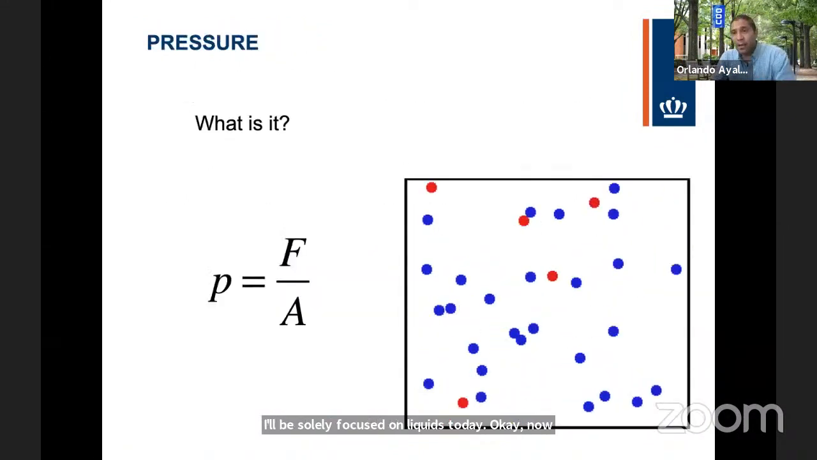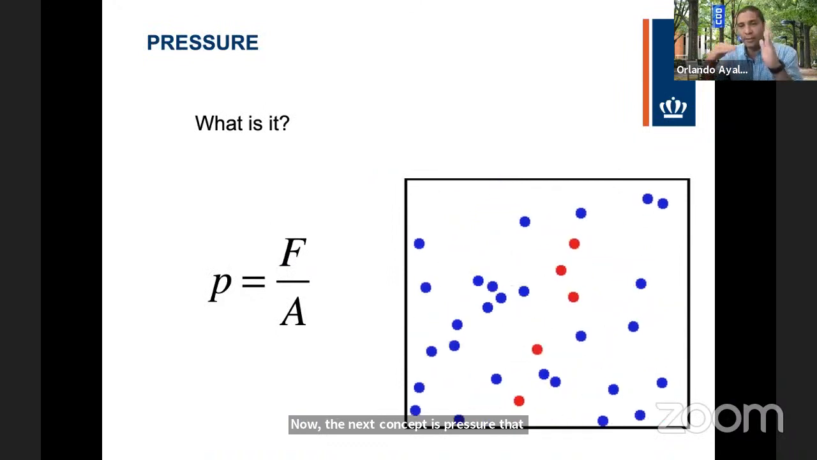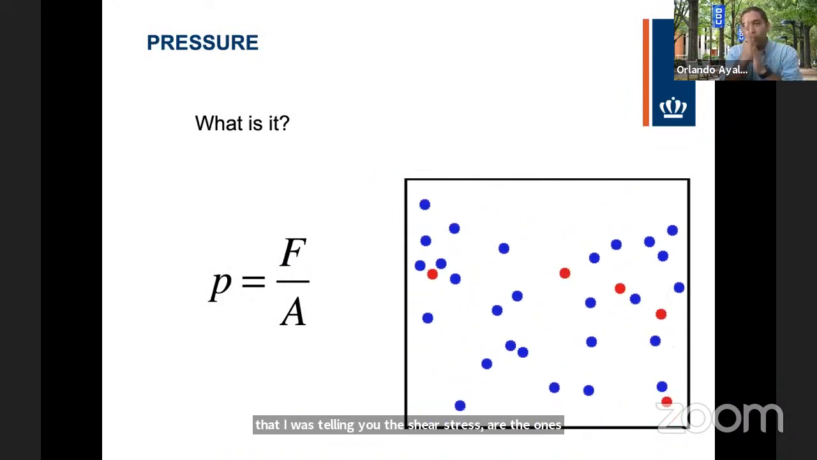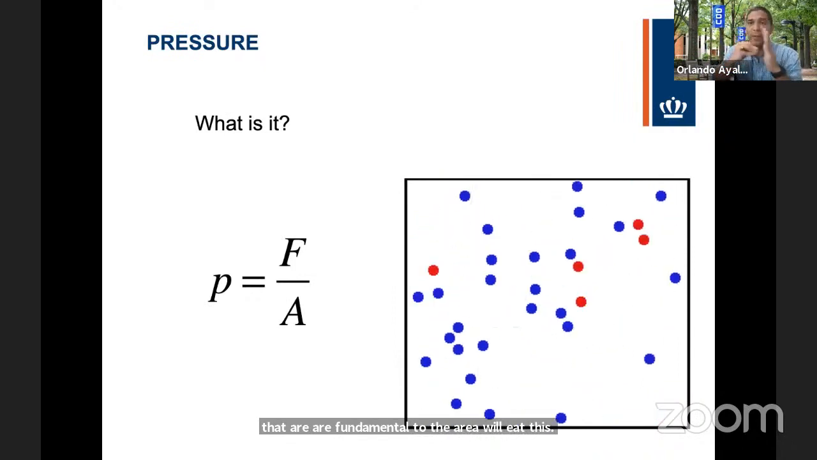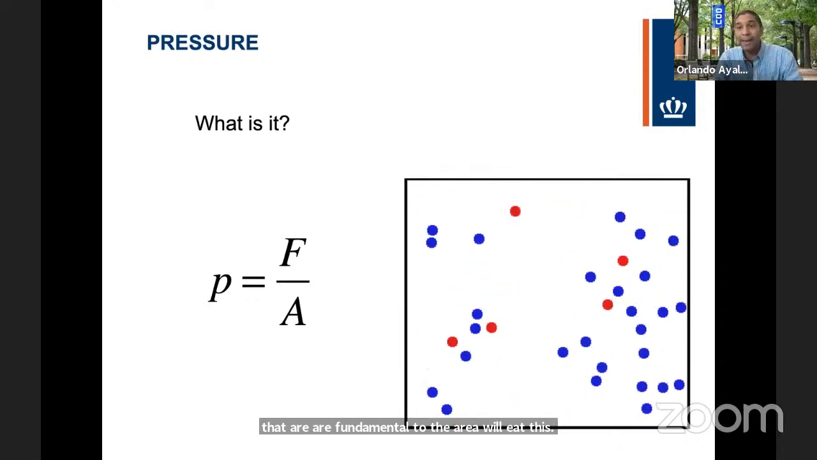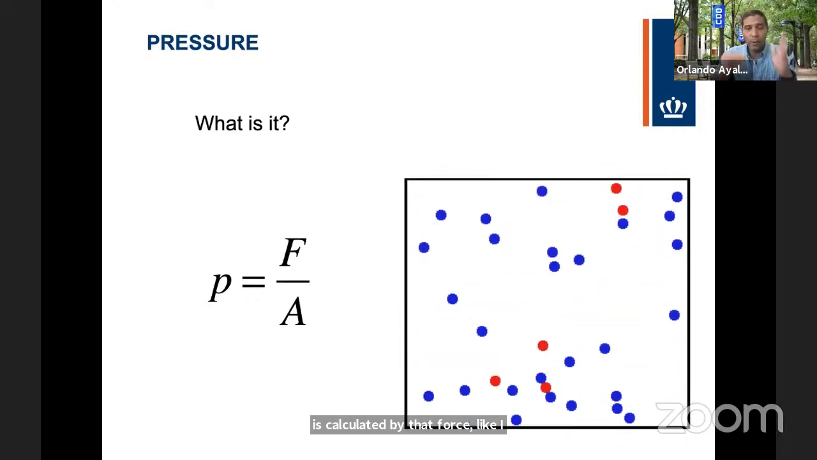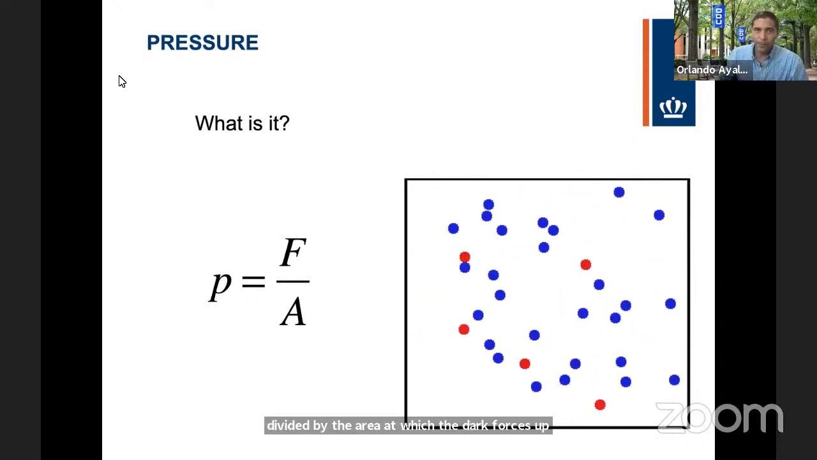Now, the next concept is pressure. Remember that I was telling you the shear stresses are the ones that are parallel to the area? Well, if the force is perpendicular to the area, then that's what we call pressure. And the pressure is calculated by that force, like I told you before, divided by the area at which that force is applied to, all right?